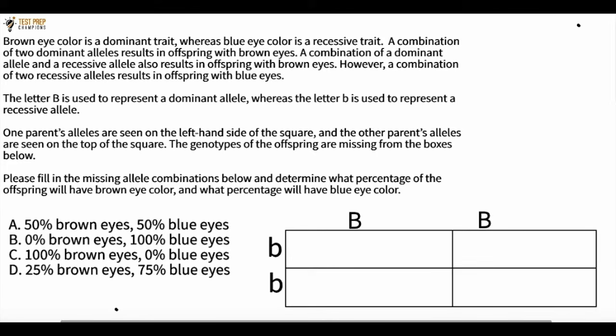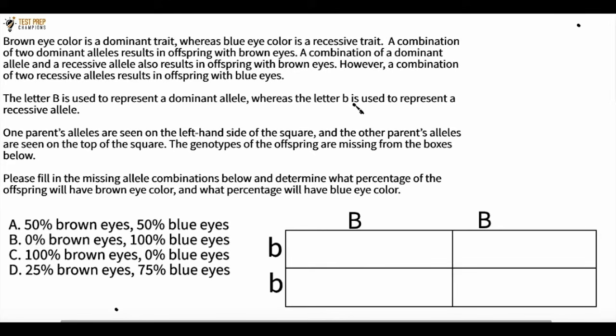The letter capital B is used to represent a dominant allele, whereas the letter lowercase b is used to represent a recessive allele. One parent's alleles are seen on the left-hand side of the square, and the other parent's alleles are seen on top of the square. The genotypes of the offspring are missing from the boxes below. Please fill in the missing allele combinations below and determine what percentage of the offspring will have brown eye color and what percentage will have blue eye color.